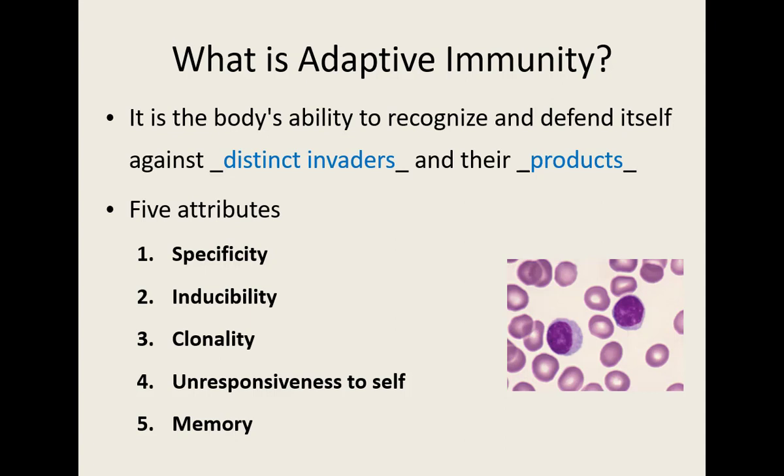Now, our adaptive immune system also has what's known as unresponsiveness to self, which means it can recognize normal body cells and ignore them. So the job is to recognize foreign objects and to know the difference between a foreign object and one of our own cells in the body.